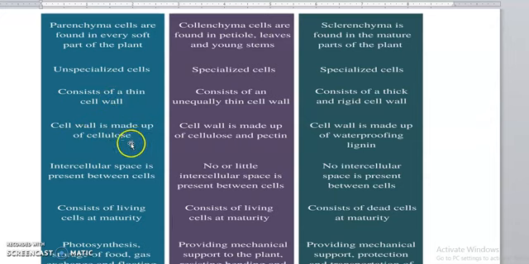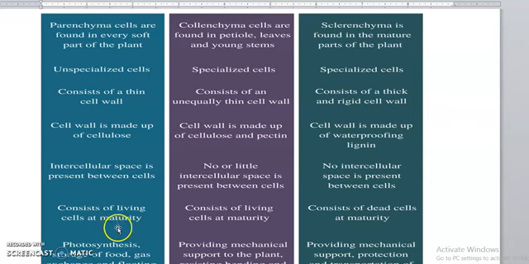Cell wall is made up of cellulose. This is the major component. We already talked about cellulose. Intracellular space is present between cells. These cells are not connected directly to each other, but there is an intracellular space. It means they are not connected to each other, so you might find some space in between.